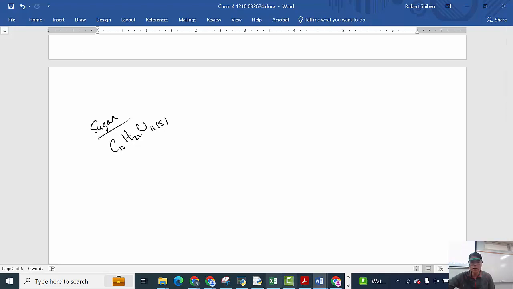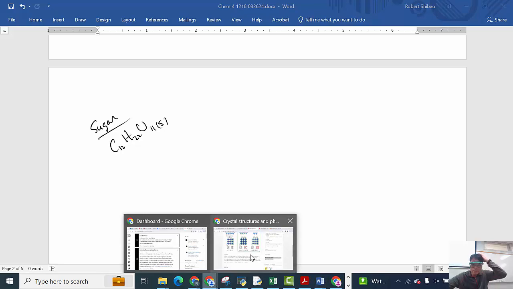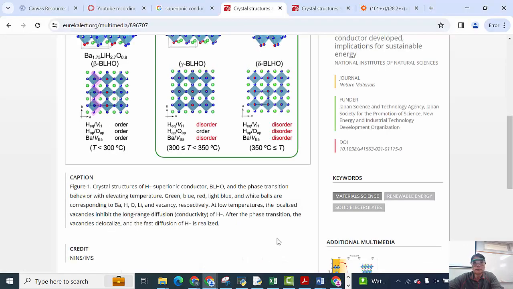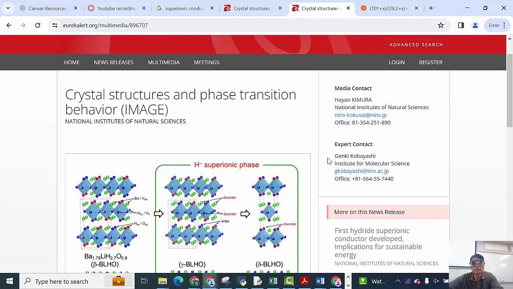So in the solid state, this is what I visualized for sugar. Let's see if I have it here.